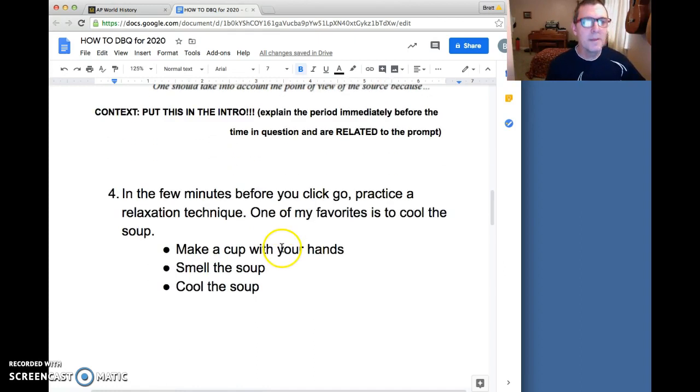And then with a few minutes before you click go, even on these practice ones, you need to practice some sort of relaxation technique. One of my favorites is to cool the soup. That's ridiculous, right? That sounds silly. Make a cup with your hands, like this. Imagine your favorite soup. Isn't soup awesome? And then you smell the soup. And then you cool the soup. And then smell the soup. And then cool the soup.